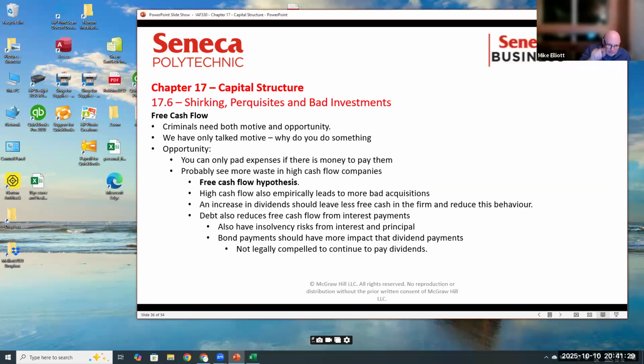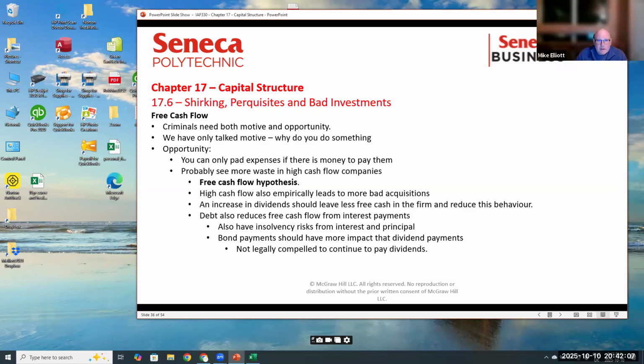High cash flow also empirically leads to way more bad acquisitions. We have cash lying around, let's buy something. It's also going to result in an increase in dividends. If I have cash, I'm going to pay it out to my stockholders. If I have less cash, I'm going to pay less out to my stockholders. Adding debt also reduces my free flow of cash because now I have interest payments. I will also have more insolvency risk, I have more interest payments, I have more fees, etc. Right?